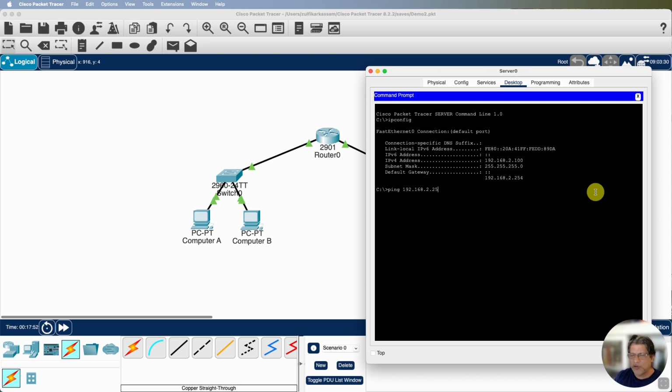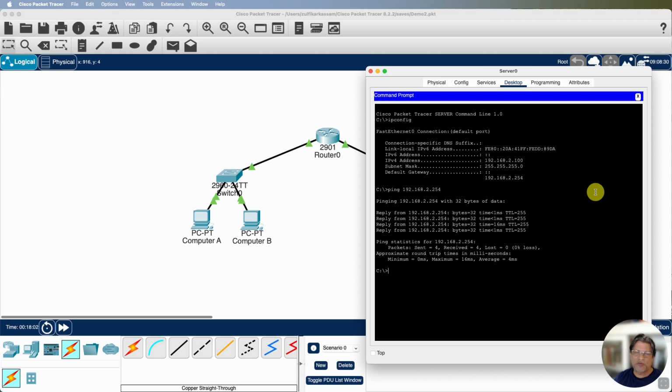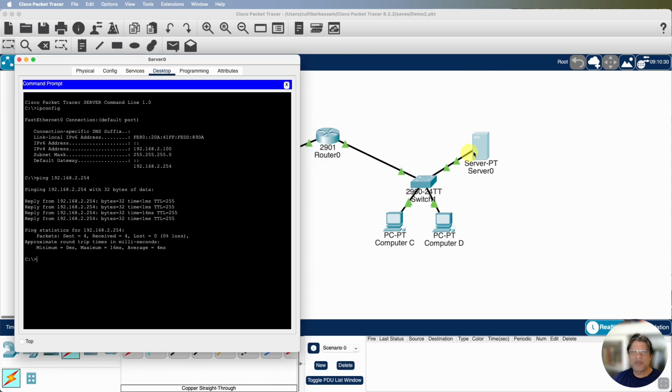192.168.2.254. If you cannot reach other parts of the network, just make sure you're able to get to the default gateway, which is the IP address that we are trying to ping, right? So we can get to the router from the server, right? So the server can ping the router here. So the server can reach the router, which is great. It should be able to ping other machines on its own network.